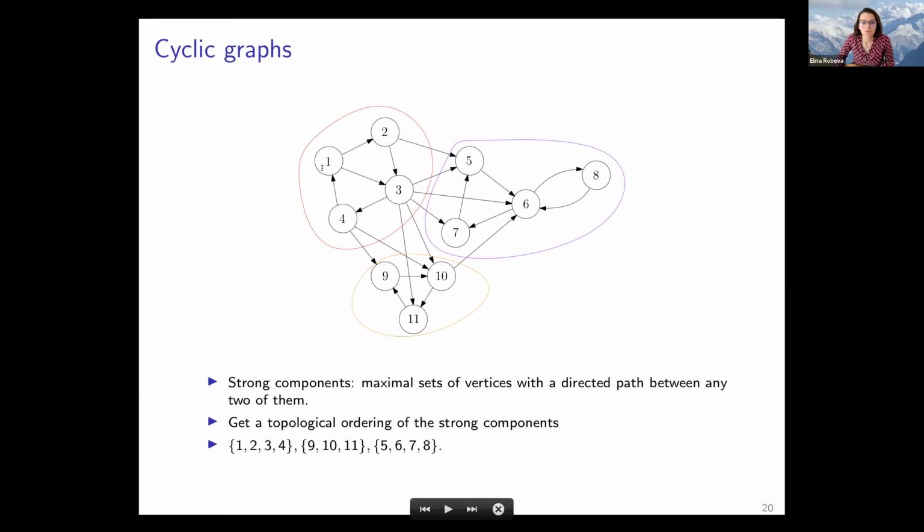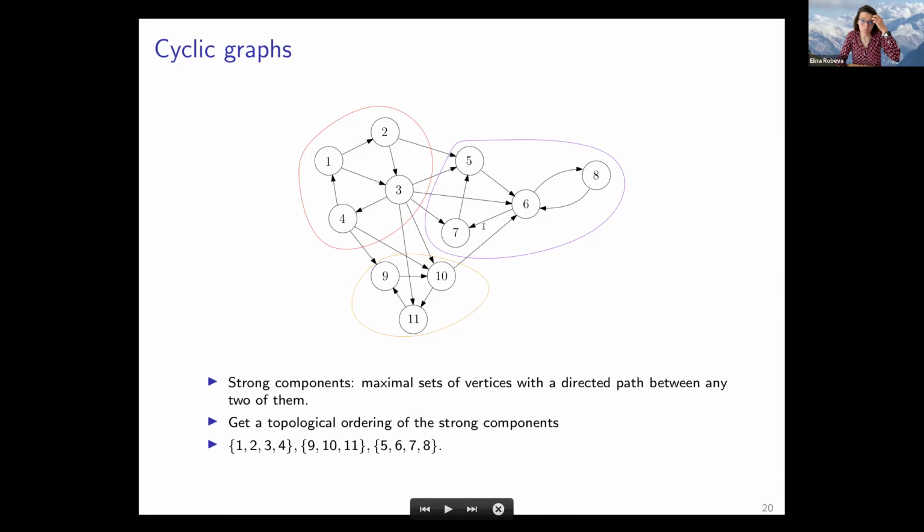First of all, if you have a cyclic graph, you can define something called the strongly connected components, which are maximal sets of vertices such that there is a directed path between every two vertices. The rest of the graph can be split up into these components, and the arrows that go between components go in one direction. So it's kind of like a DAG of these strong components, and then you have a topological ordering. So for example, 1, 2, 3, 4 comes before 9, 10, 11, which comes before 5, 6, 7, 8.